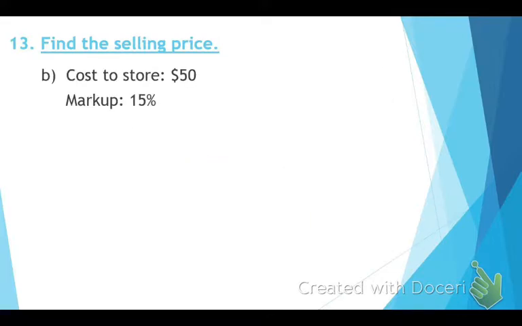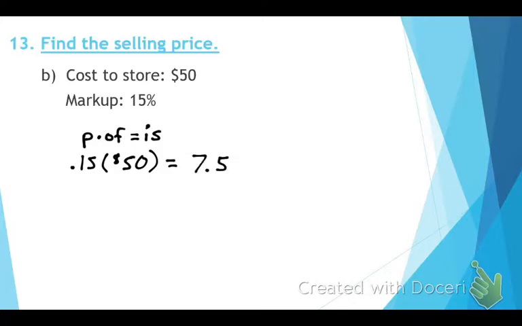All right, going on to the next one. This one's a little different because it's not a discount. It is a markup. So still write this down. P times of equals is. We know our percentage is 15%. That's how much it's marked up. We are going to actually write 0.15. Multiply it times the original amount, which was $50. When you multiply those two together, Jacoby, what do you get? I accidentally pressed 7.5. Okay, what is 7.5 in money? Well, that would be $7.50. Good job.